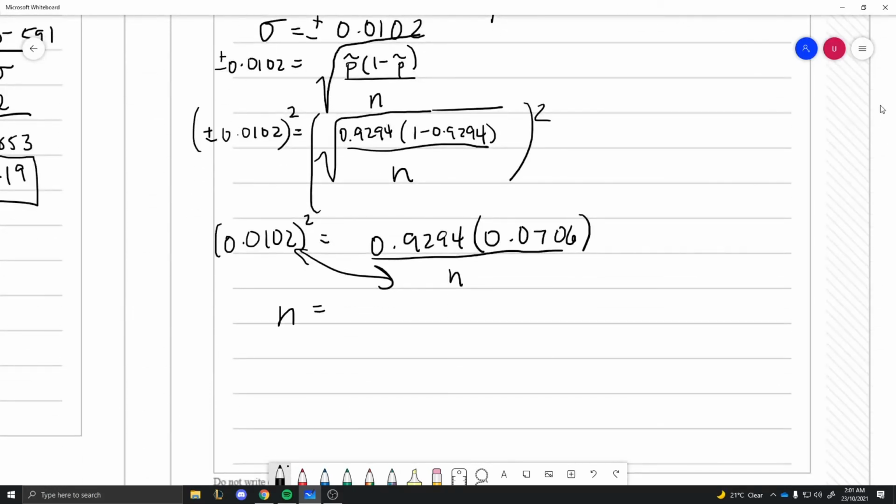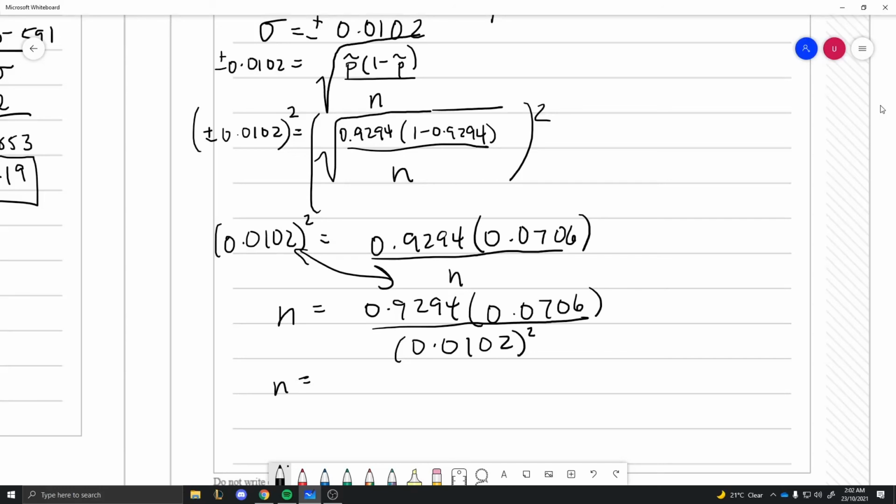So n is equal to 0.9294 times 0.0706 divided by 0.0102 to the second power. N is equal to 630.677, which is approximately 631. That'll be an answer. N is equal to 631.